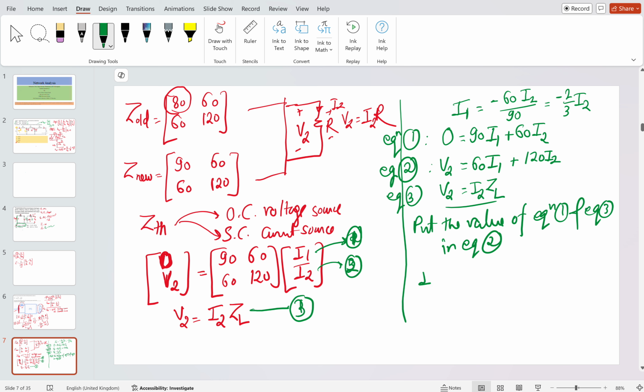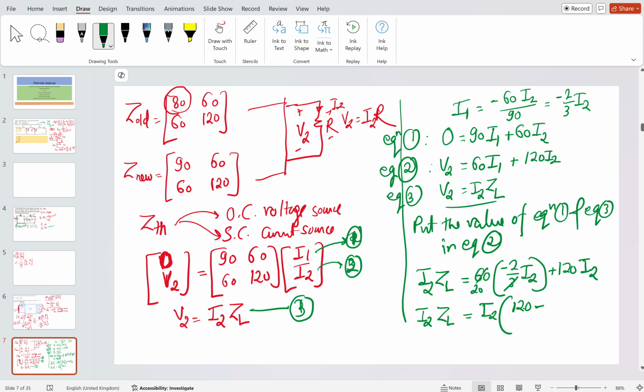So when you put it, it will become I2 ZL equal to 60 times I1. What is the value of I1? It is minus 2 by 3 times I2, plus 120 times I2. When you rearrange, it will become I2 times ZL equal to I2 times 120 minus, if you solve 3, it will become 40 here. So when you cancel out the I2 from both sides, ZL will become 80 ohms. Are you getting my point?